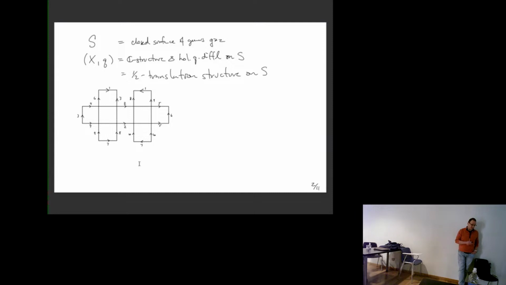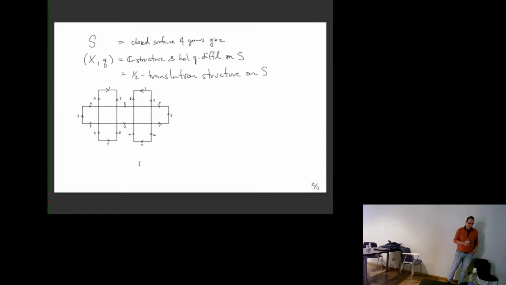So here you should think about building this surface out of, these are supposed to all be squares. I don't know if you can read that in the back. It's not so important what the actual identifications are, but they're identifications. So this top edge is glued to this top edge by a rotation through 180 degrees, about some point here in the middle. And then there are various other sides that are identified by translations. These are all, let's say, unit squares.